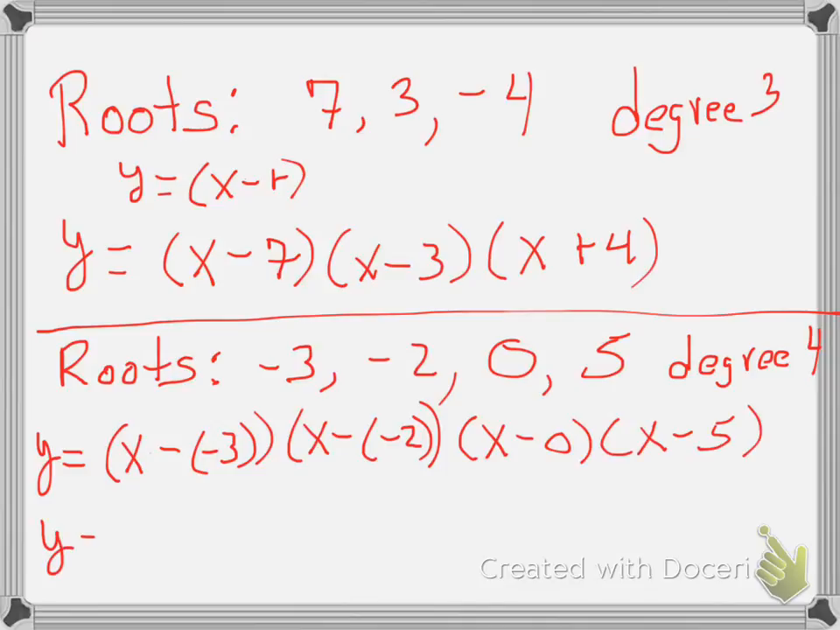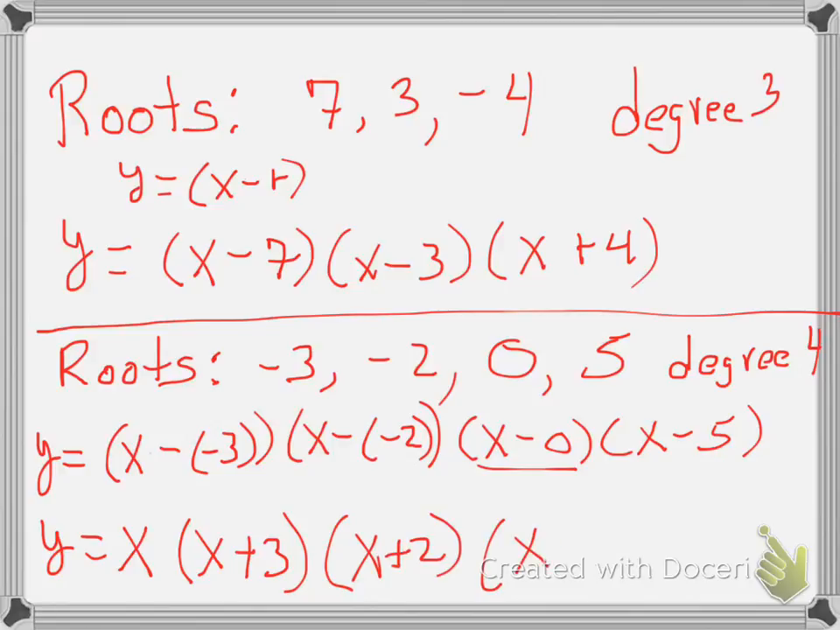Well, we can simplify this up a little bit. X minus 0 is just x. X minus negative 3 is x plus 3. X minus negative 2 is x plus 2. And x minus 5.